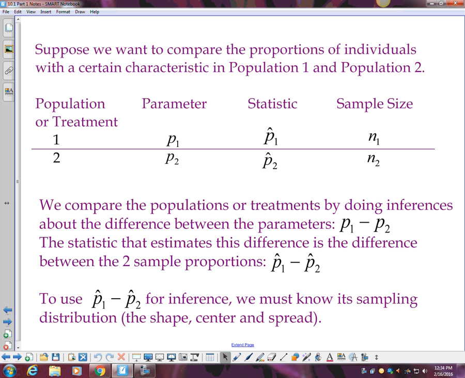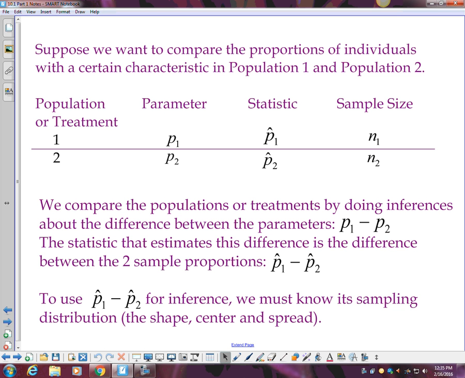Our parameters are going to be P sub 1, representing the first population, and P sub 2. The statistics are going to be P hat sub 1 and P hat sub 2. So you've got these sub 1, sub 2 numbers so that you can always know what population they're coming from. And the sample sizes are going to be little n sub 1 and n sub 2. We compare the populations or treatments by doing inferences about the difference between the parameters, P1 minus P2. And again, you're always going to specify which one's which.